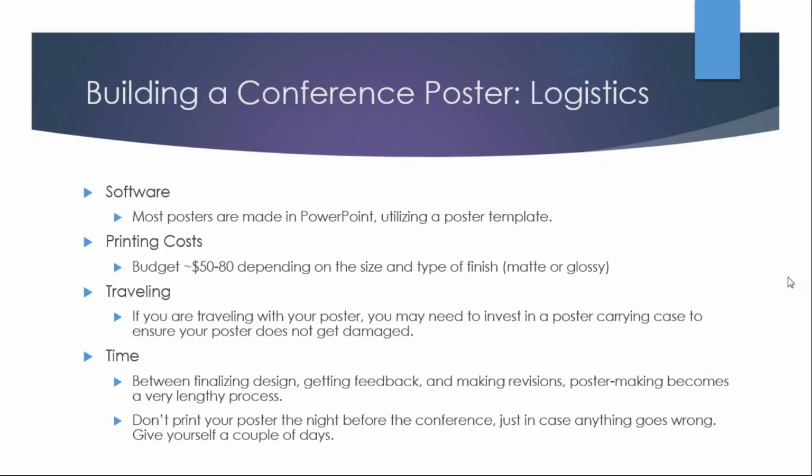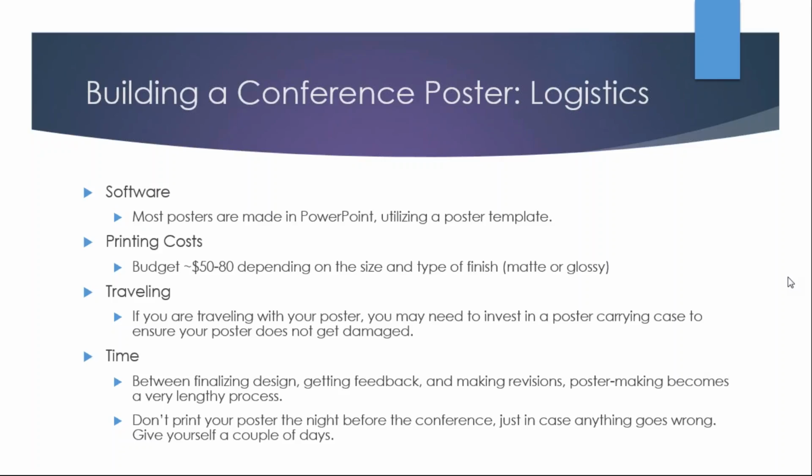Printing costs, like Julia mentioned earlier, budget around $50 to $80 if you're printing in advance, depending on the size and the type of finish of your poster. Could get much more expensive if you're printing last minute, so really try to make sure you're printing in advance. If you're traveling with your poster, you may need to invest in a poster carrying case to ensure your poster doesn't get damaged, or you may need to print at the location that you're at. So make sure you think about those logistics when you're thinking about your poster.